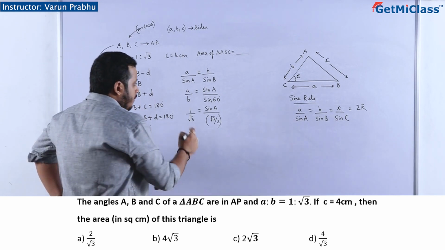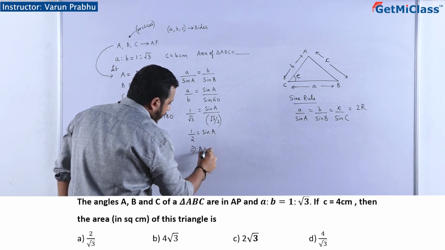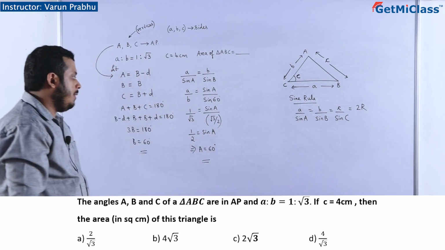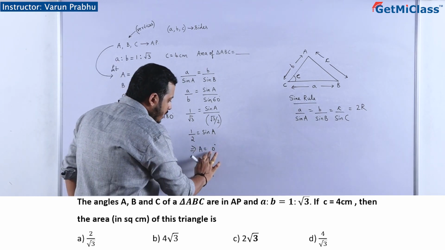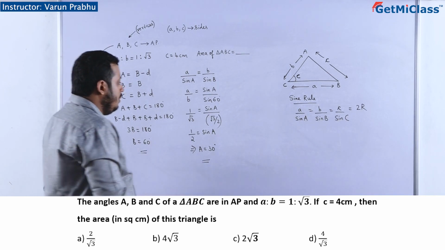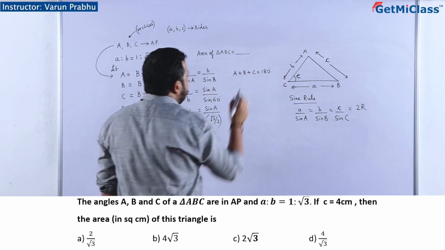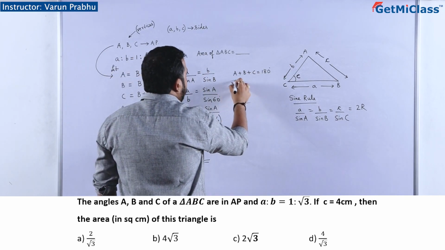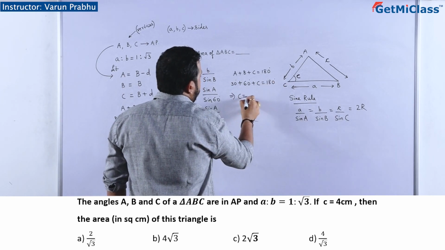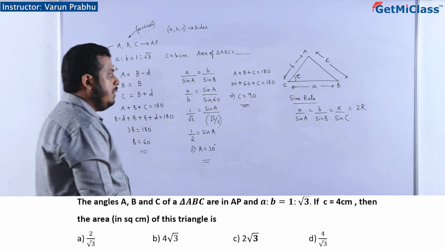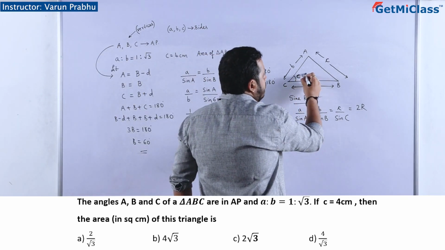So you can obviously see 1 divided by 2 is equal to sine of A. This implies the value of A is equal to how much degrees? 60 degrees? No, sine A is 1/2, so A is 30 degrees. Now if you apply the angle sum property of a triangle, A plus B plus C is 180 degrees. A is 30 degrees, B is 60 degrees, plus C equals 180 degrees. This implies the angle C should be equal to 90 degrees. Which means in this triangle, angle C turns out to be 90 degrees.